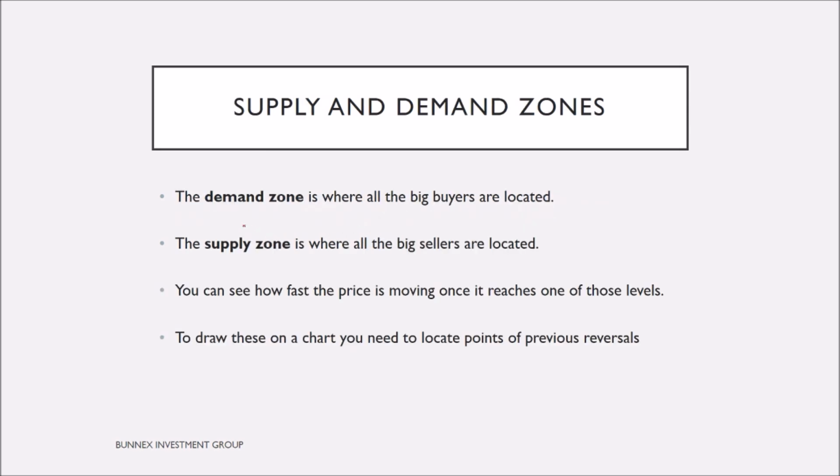So a demand zone is where all big buyers are located. And a supply zone is where all big sellers are located. You can see how fast price is moving once it reaches one of those levels. To draw these on a chart, you need to locate points of previous reversals. This is what we mean.